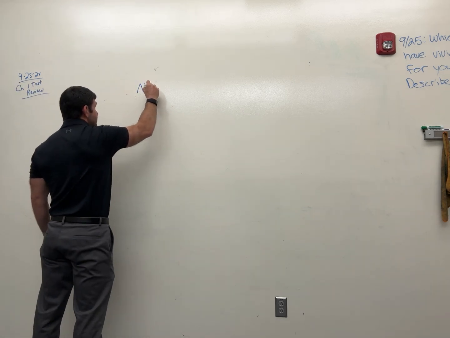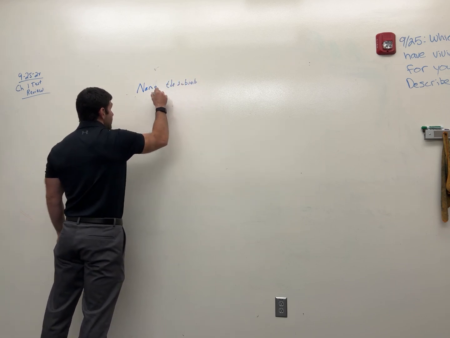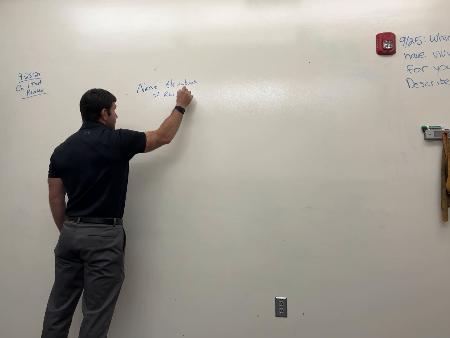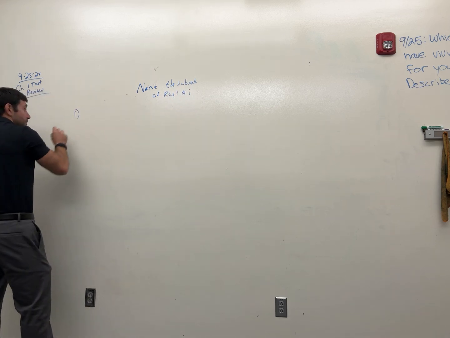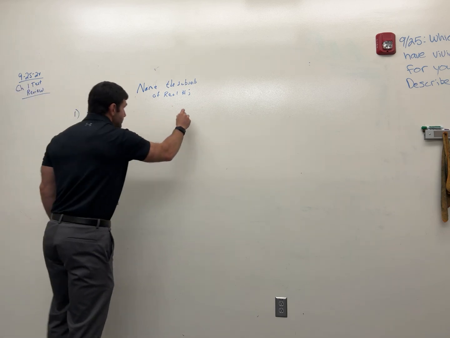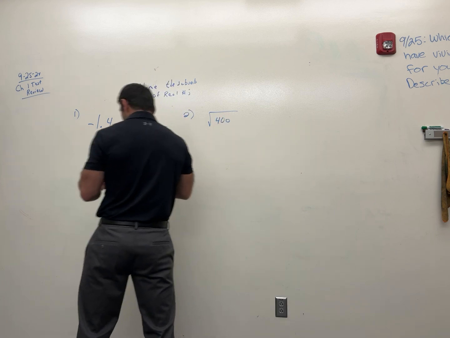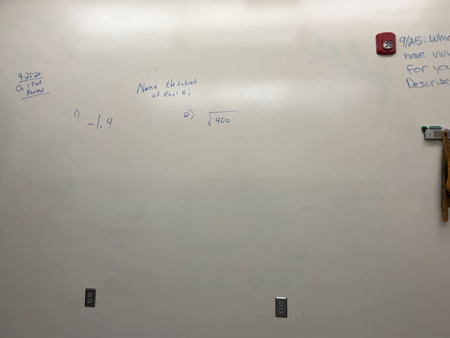Name the subsets of real numbers. So here's our 2 that we're going to start with. Okay, so get your real number chart out. This is section 1.1. We're starting at 1.1, working our way through. So we are in 1.1 right now. These were very similar to the first couple questions. What are the subsets for these?